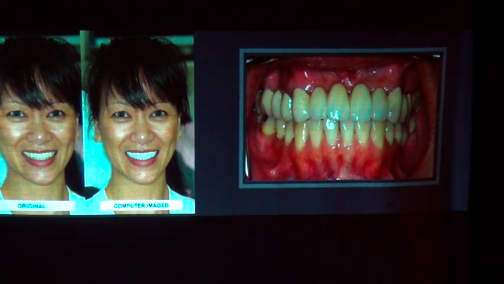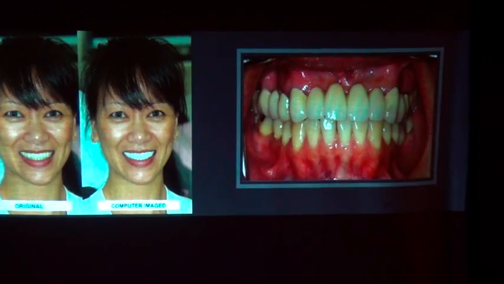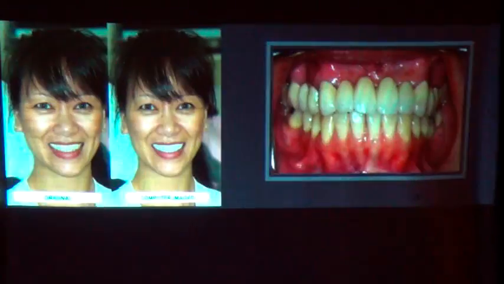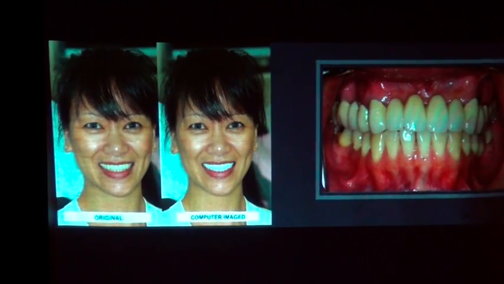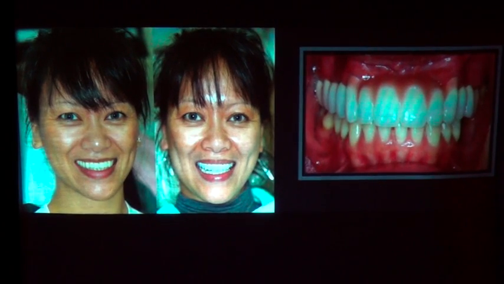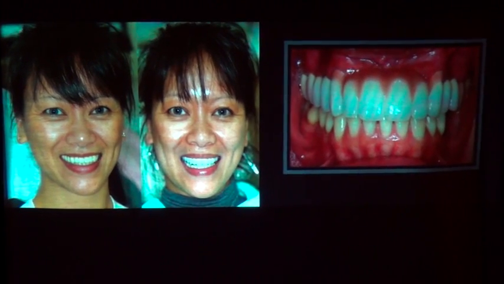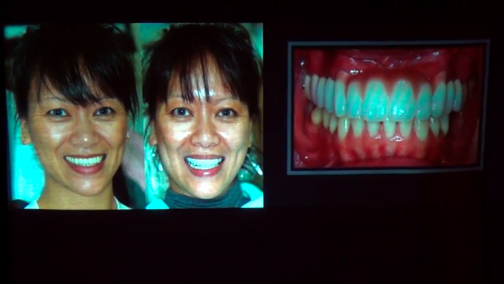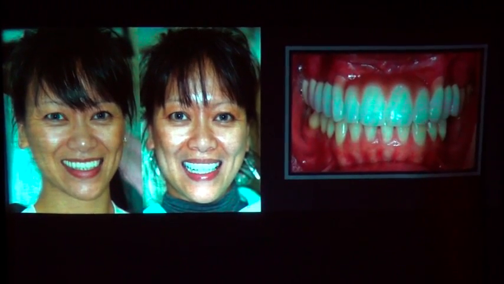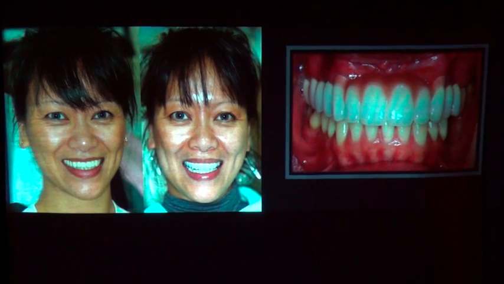So we could do computer imaging on a computer in about 15 minutes. I could make her look the way I think I could make her look. And then she sees it, and then she says, okay, when can I do the treatment? Now, that is many times moving to a patient is digital, computer imaging.